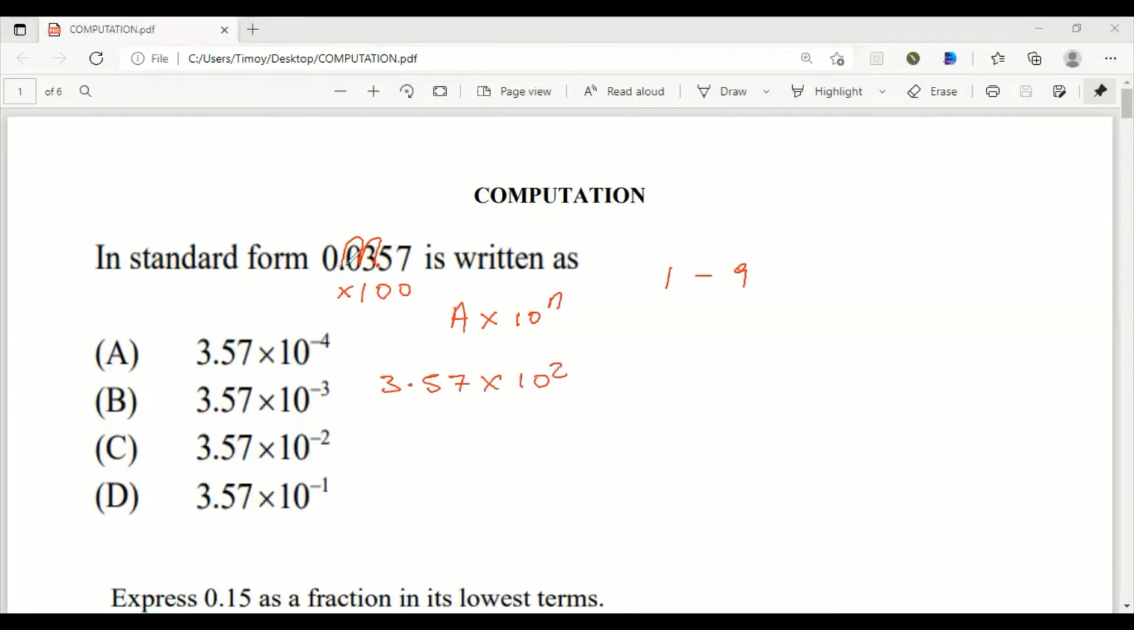Or you could look at it as the amount of jumps. So we have 1, 2 jumps we made, so that's the power. But to which direction? We went to the right. So if we move to the right, then the power is going to be negative. If we move to the left, then the power is going to be positive. So which answer would this be? This would be C.